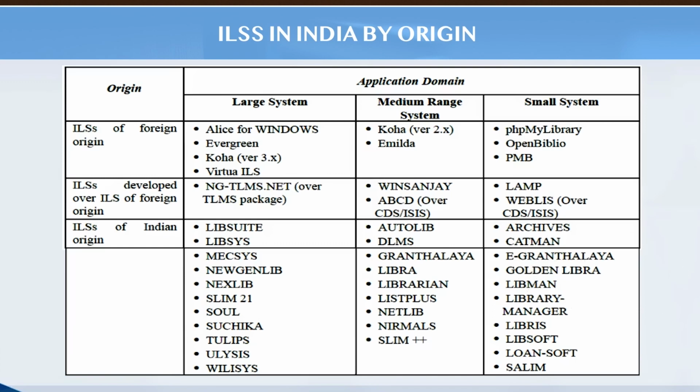So these 36-37 software packages can be categorized by a matrix. There are 3 types of library and 3 types of software, and each cell represents the cross section of a row and column. This is a kind of classification or categorization we can do for the ILS packages available in India. Some of the packages are mentioned here only for historical reasons. They were utilized previously by many libraries, but nowadays libraries have switched over to more mainstream packages like Soul, LibSys, Koha, NewgenLib, Evergreen, eGranthalaya.